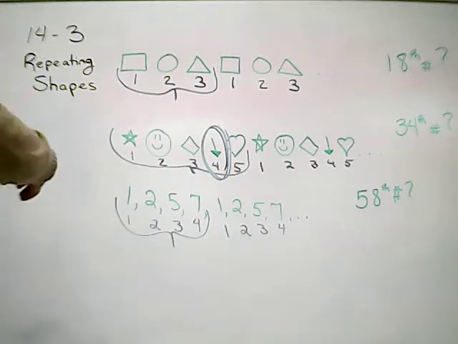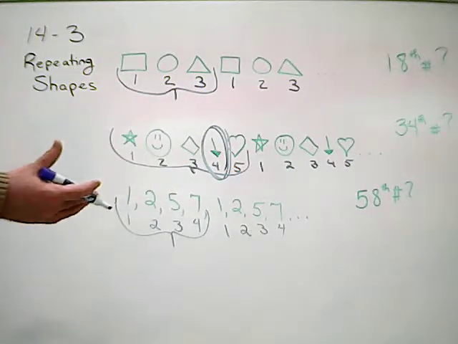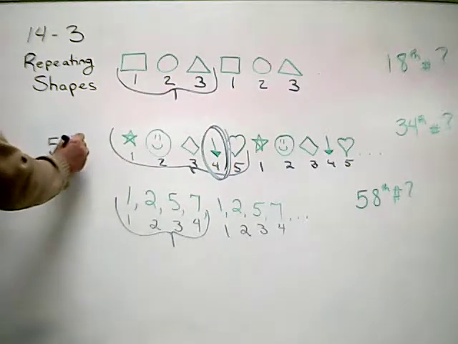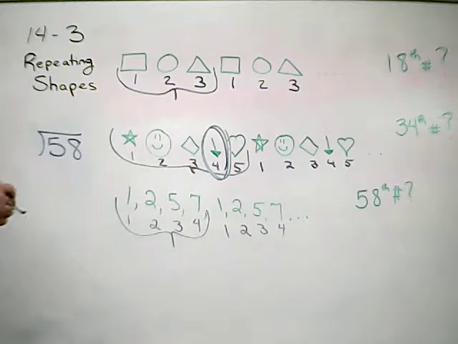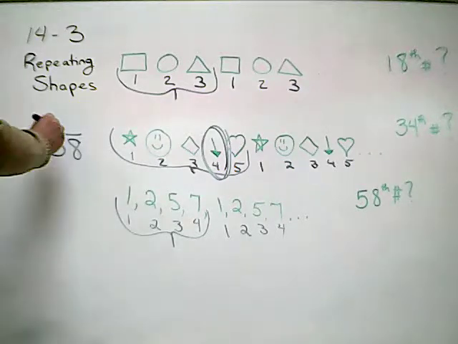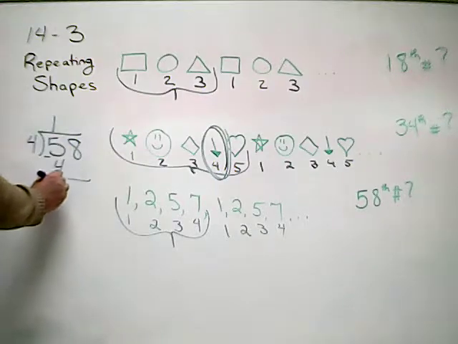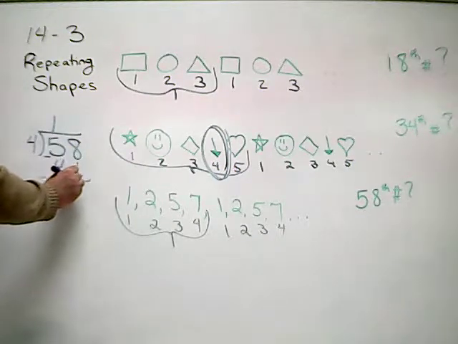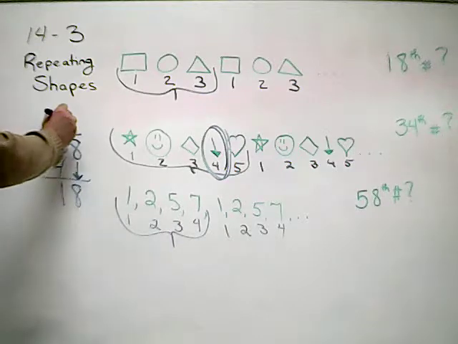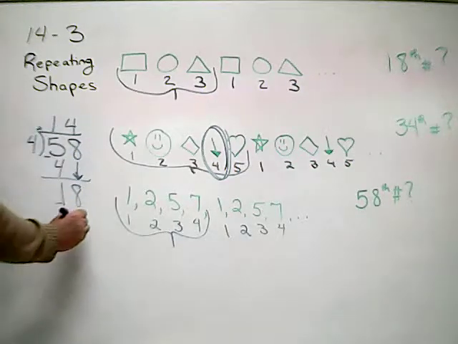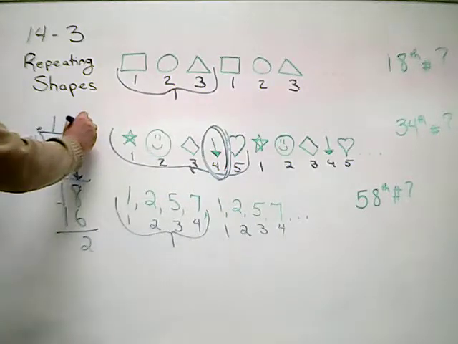So I can again continue the pattern on and draw it out, no problem, or I could do some quick division. I want to find the 58th number and divide that by the 4 numbers that are in my pattern set. 58 divided by 4. 4 goes into 5 one time. 5 minus 4 is 1. Bring down my 8. 4 goes into 18 4 times. 4 times 4 is 16. And I'm left with the remainder of 2.